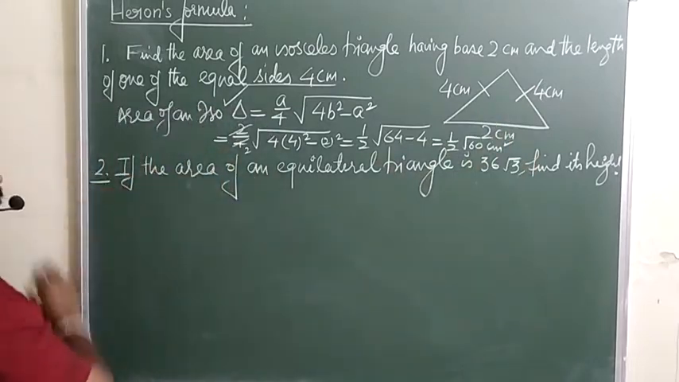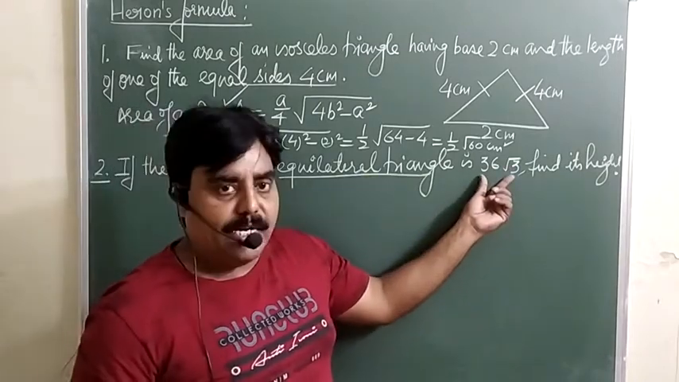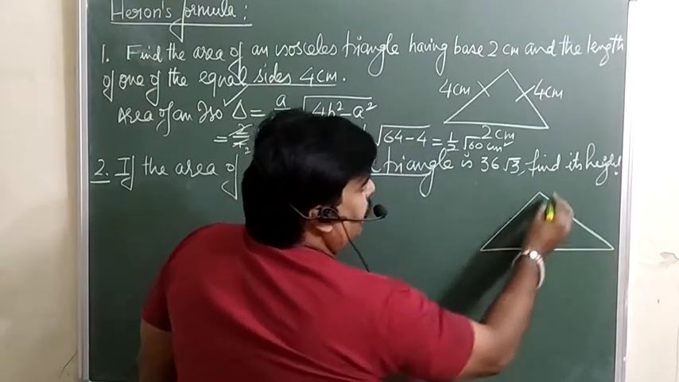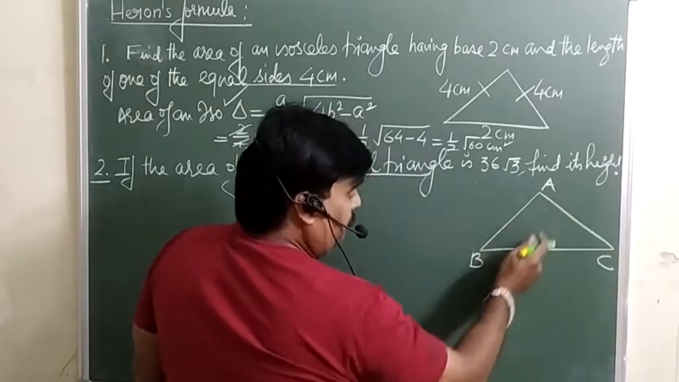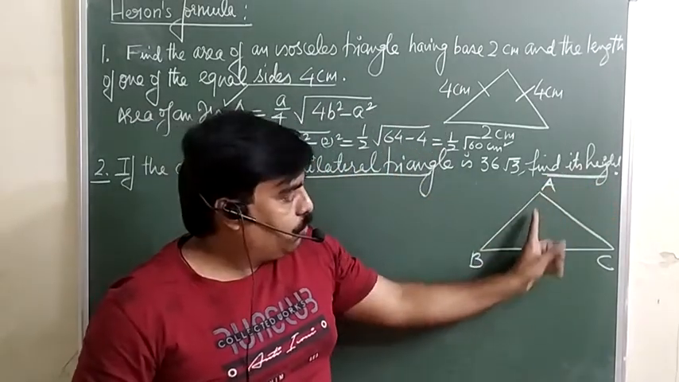See one more question. The area of an equilateral triangle is given. Here, for your own convenience, आप एक triangle यहाँ बनाइए. ABC is an equilateral triangle. Area is given, but we are interested in its height. We are interested in its height only.